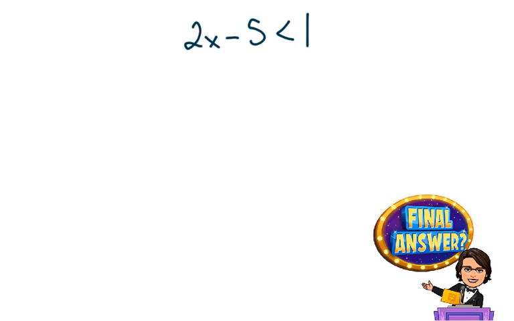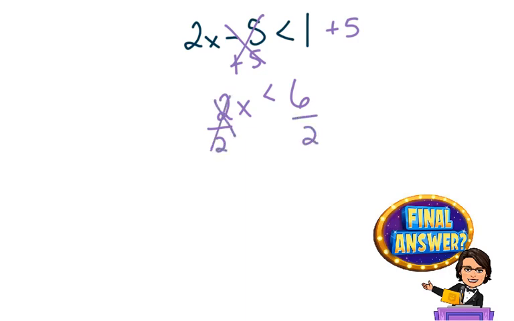All right, let's see what you did. You should have started by adding 5 to both sides, which cancels that out and leaves 2x by itself is less than 1 plus 5, which is 6. We're going to isolate the variable by dividing both sides by 2. So x is less than 6 divided by 2, which is 3.